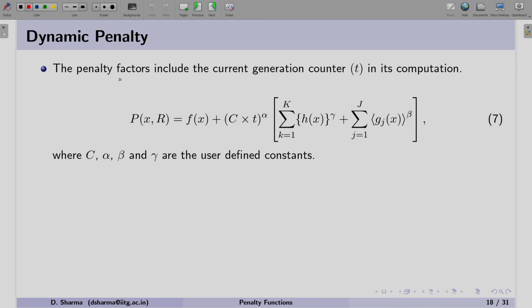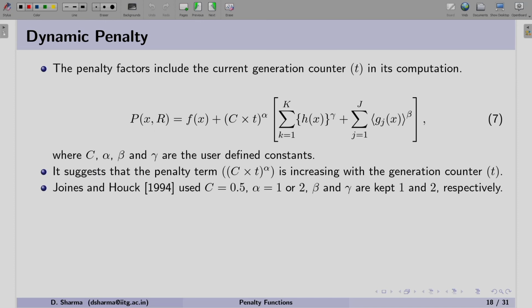This dynamic penalty, as you can see here, includes the current generation counter T. In equation 7, we have the penalty function method equal to the objective function, and we have included a term C multiplied by T, and everything to the power alpha. Here T represents the generation counter, and the rest of the terms are written for the equality and the inequality constraint. In this formulation, C, alpha, beta and gamma are all user defined constants.